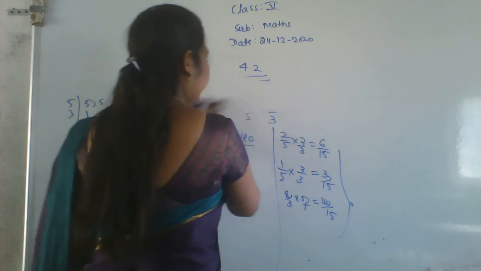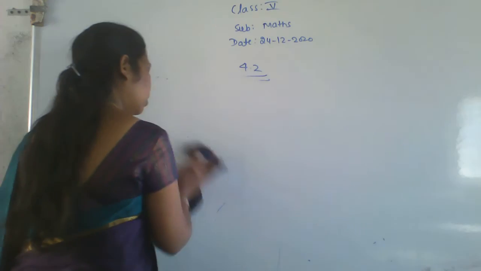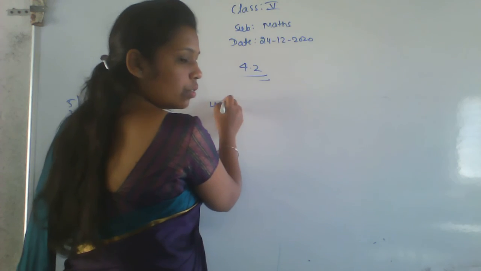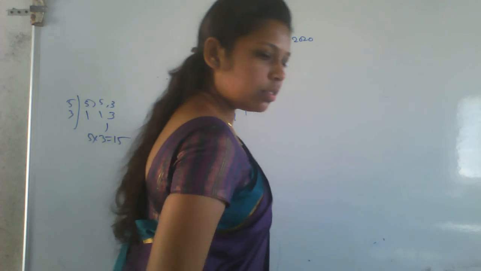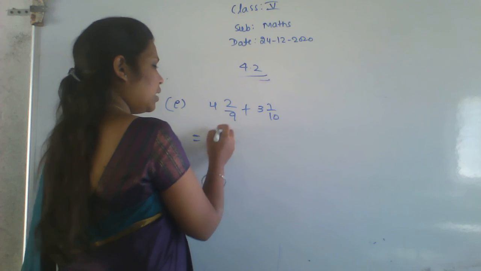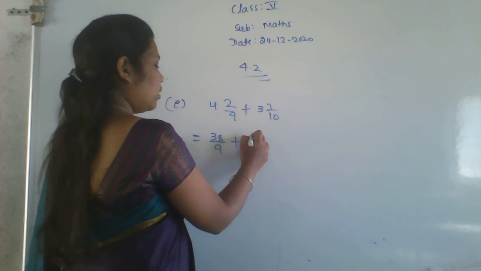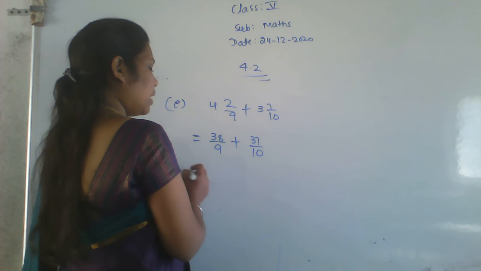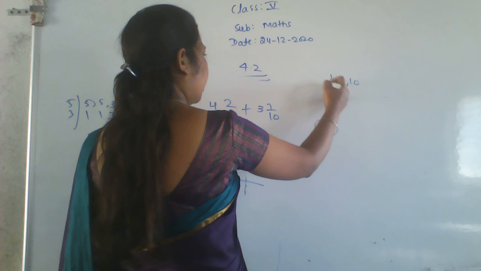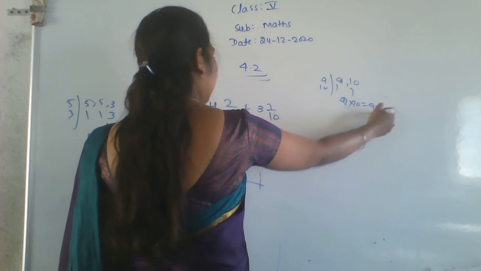Next problem: 4 integer 2 by 9 plus 3 integer 1 by 10. 9 fours are 36, 36 plus 2 is 38 by 9, plus 10 threes are 30, 31 by 10. What is the LCM here? The LCM is 90. Take the LCM of 10 and 9. 9 into 10 is equal to 90 only, the LCM here.